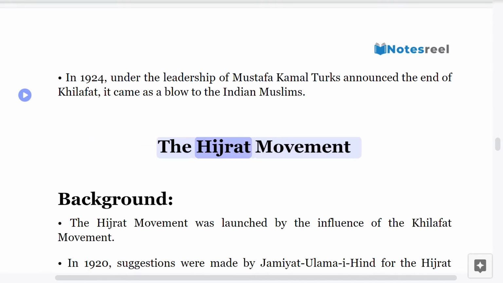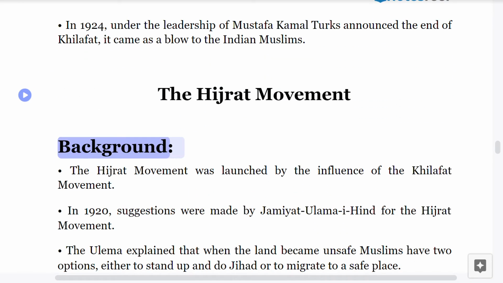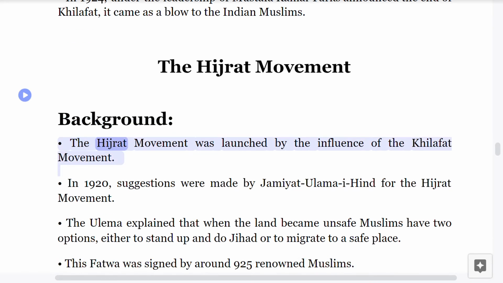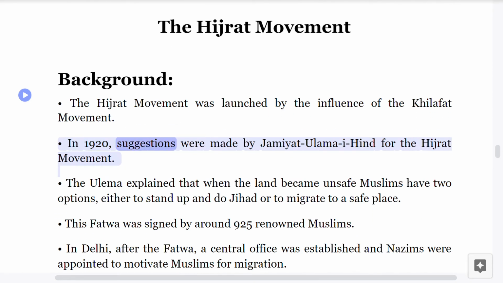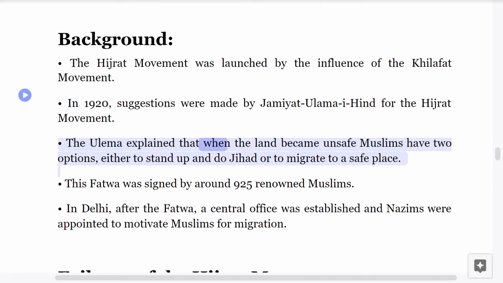The Hijrat Movement. Background. The Hijrat Movement was launched by the influence of the Khilafat movement. In 1920, suggestions were made by Jamiat Ulama-i-Hind for the Hijrat movement. The ulama explained that when the land became unsafe, Muslims had two options: either to stand up and do jihad or to migrate to a safe place.